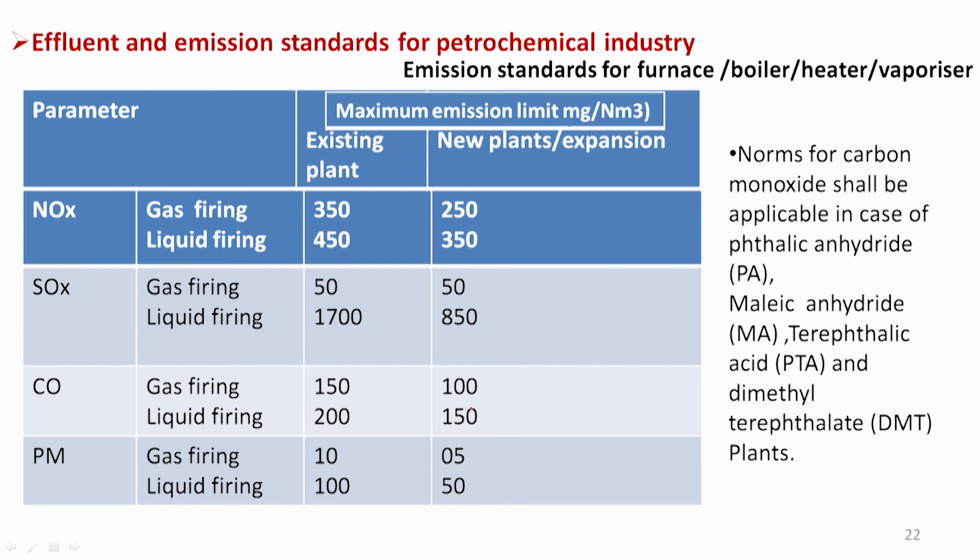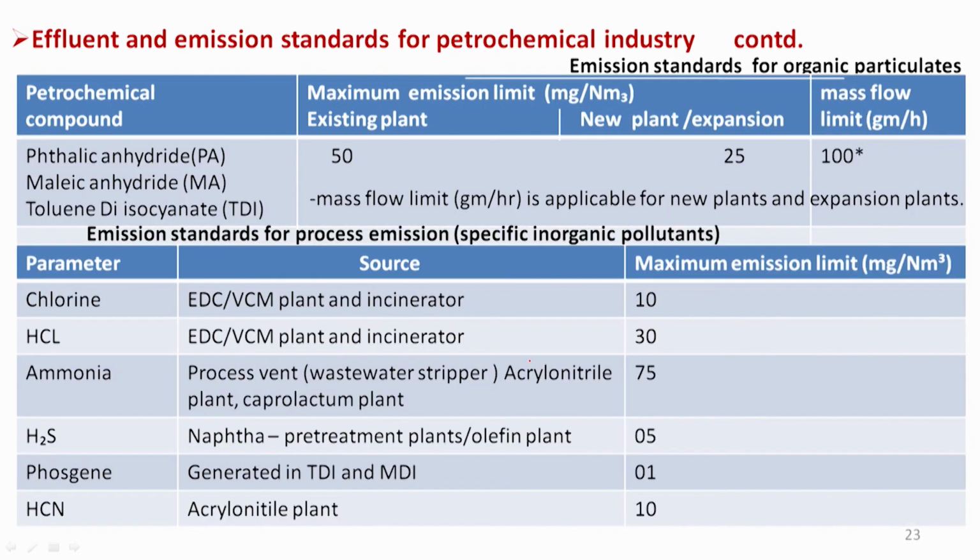So, that is why it is targeted to reduce the pollution as well, and in some cases we may have phthalic anhydride, maleic anhydride, terephthalic acid and dimethyl terephthalate. In that case norms for carbon monoxide shall be implemented, and emission standards for organic particulates like phthalic anhydride, maleic anhydride and so on: 50 existing limit and then new 25, and the mass flow limit is 100. Emission standards for process emissions and specific inorganic pollutants are also given.